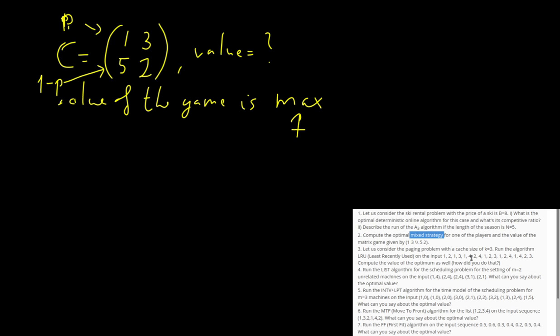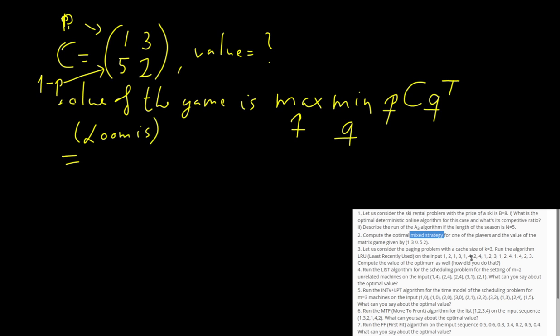So this is just the maximum of the minimum over all the possible probability distributions the other player can have, and we just have a vector times a matrix times a vector product. q is transposed, so it's a column vector in this case, which is the same by the Loomis theorem. So you just write this here if you wish.